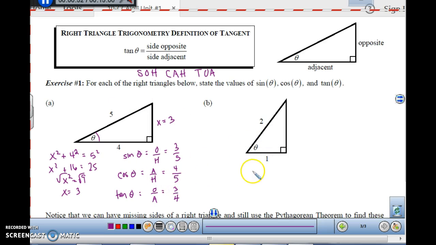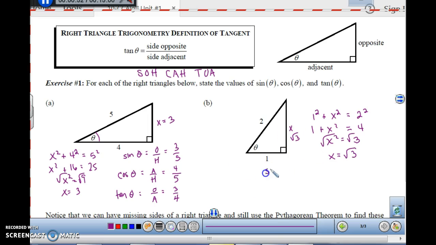So let's try this one. Now again, we need to know what this side over here is. So using the Pythagorean Theorem, 1 squared plus x squared is equal to 2 squared. 1 plus x squared is equal to 4. Subtract the 1, x squared is equal to 3. Take the square root of both sides. x is equal to the square root of 3. And we'll just leave it as the square root of 3 for right now.